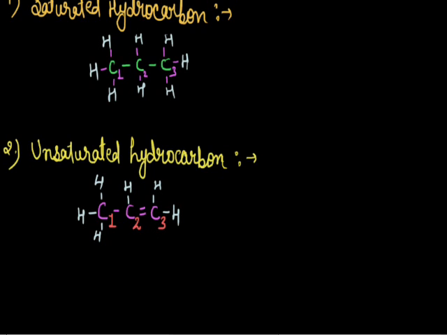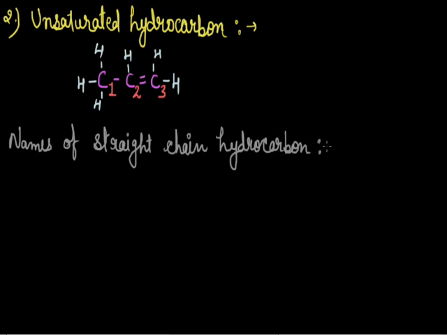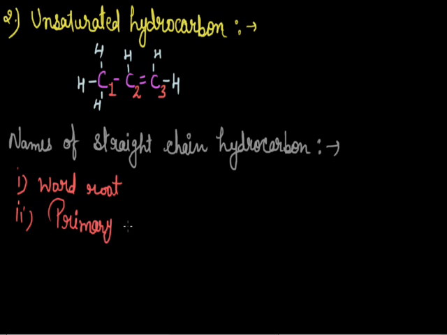Now, the topic is names of straight chain hydrocarbon. The name of a straight-chain hydrocarbon may be divided into two essential parts, that is word root and primary suffix. First is word root, and second is primary suffix.